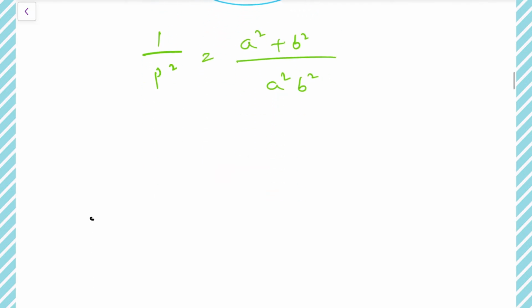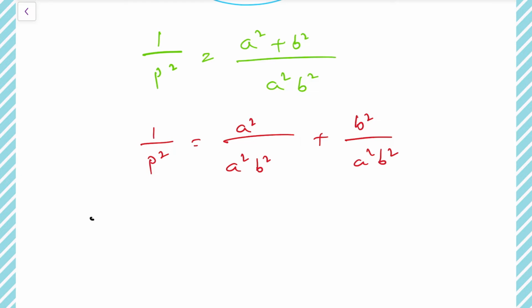Left side I'll keep as it is, equals right side I am changing it, separately I'll write a square by a square b square plus b square by a square b square. Here a square cancels, b square cancels, then finally we remain with 1 by p square is equal to 1 by b square plus 1 by a square.